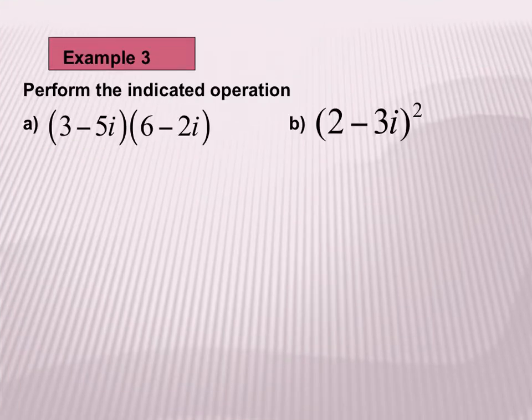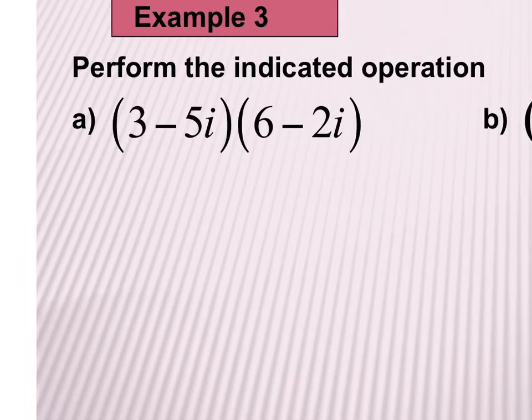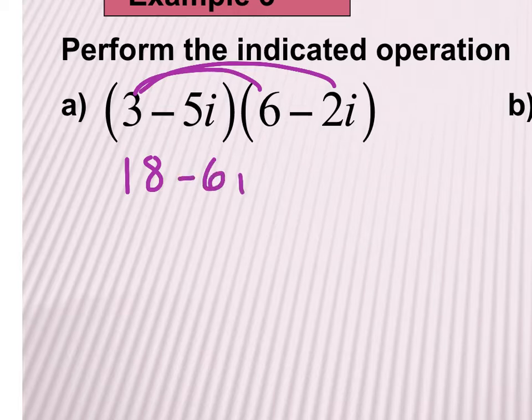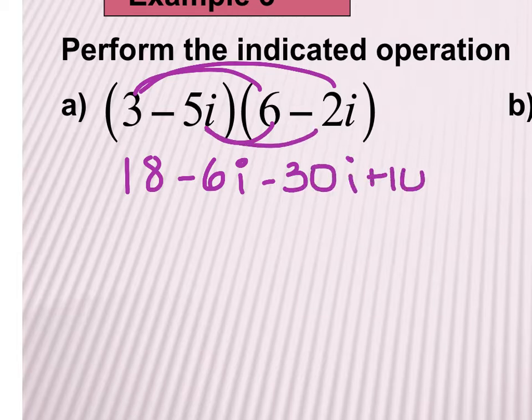All right, so perform the indicated operation. Let's look at a first. You've got two binomials, so we're going to FOIL this out. The first would be 3 times 6, which is 18. Outer, 3 times -2, -6i. Inner, -5i times 6, -30i. And last, -5 times -2 is +10, and then i times i is i squared.